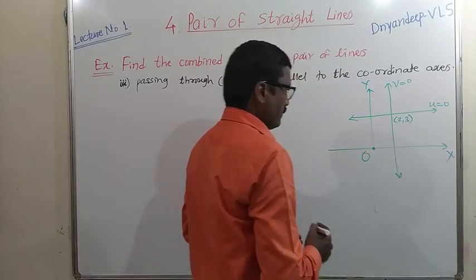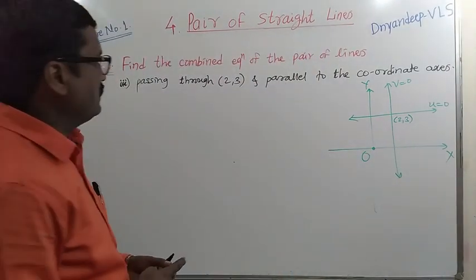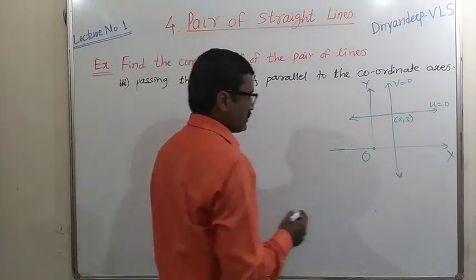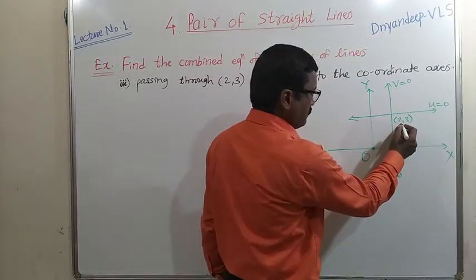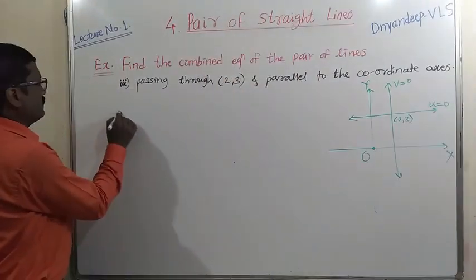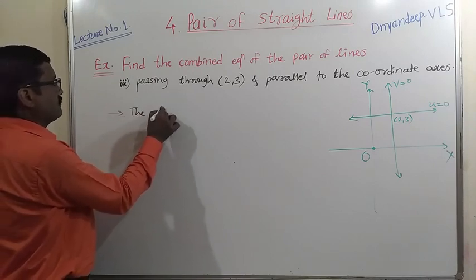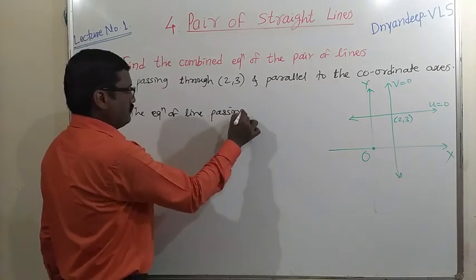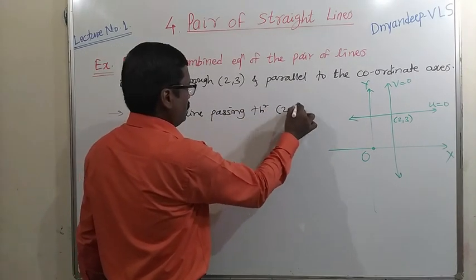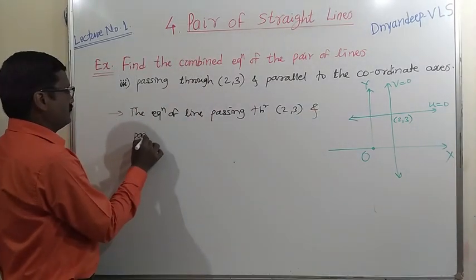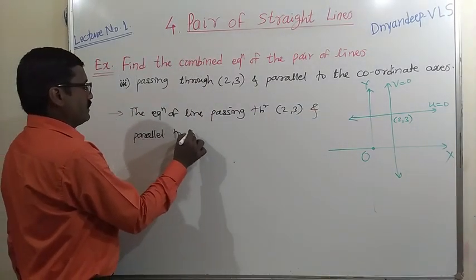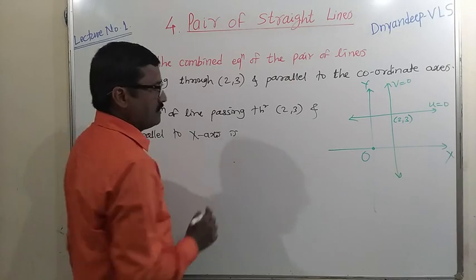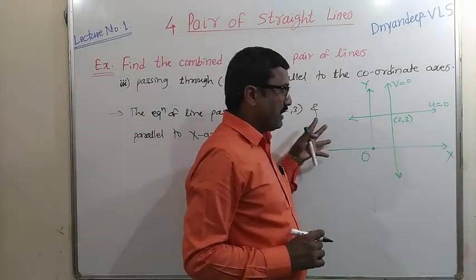This is our origin. Then you have to find the equations of the lines first, and from that we can find their combined equation. U equal to 0 passes through 2, 3. So we can write here the equation of the line passing through 2, 3 and parallel to the x-axis.